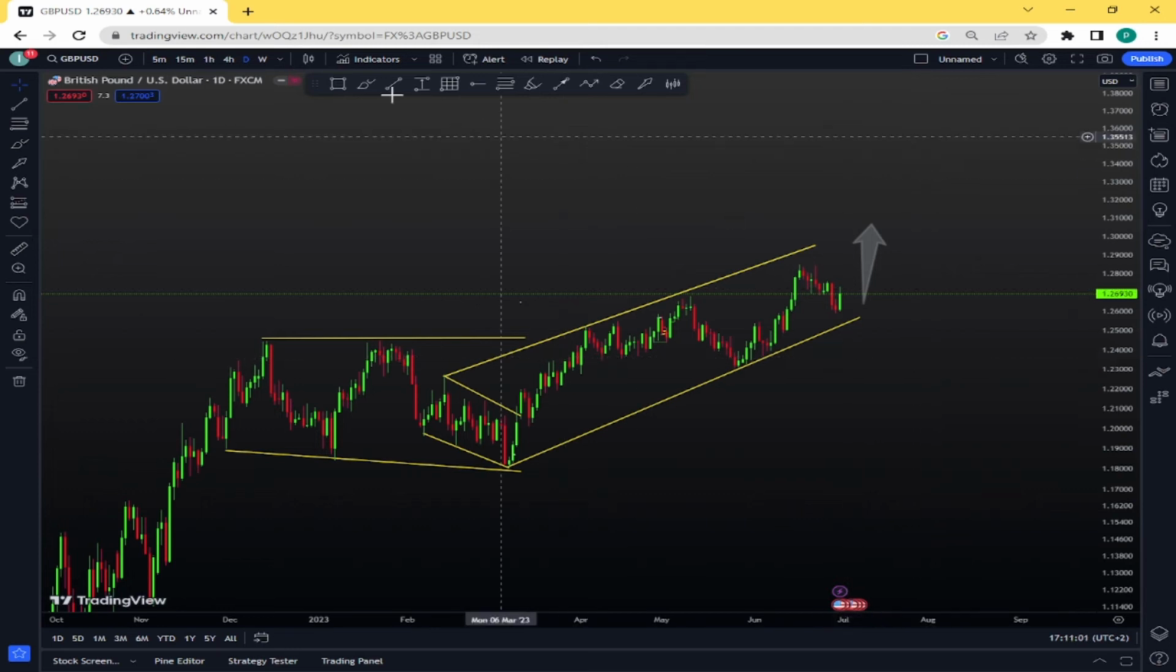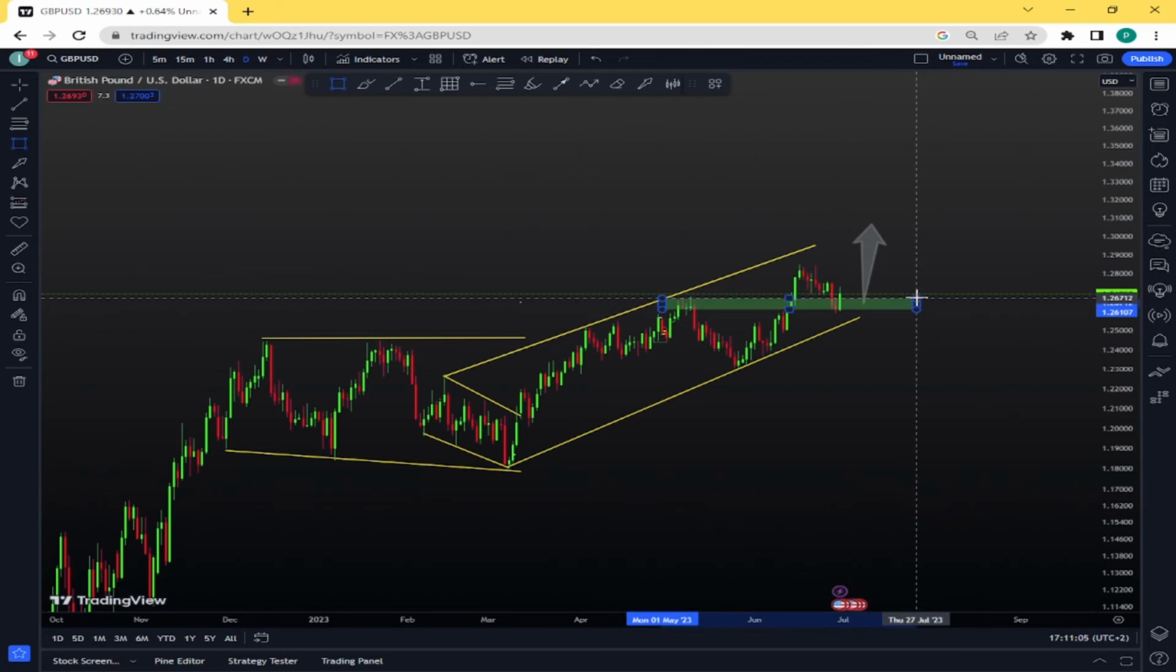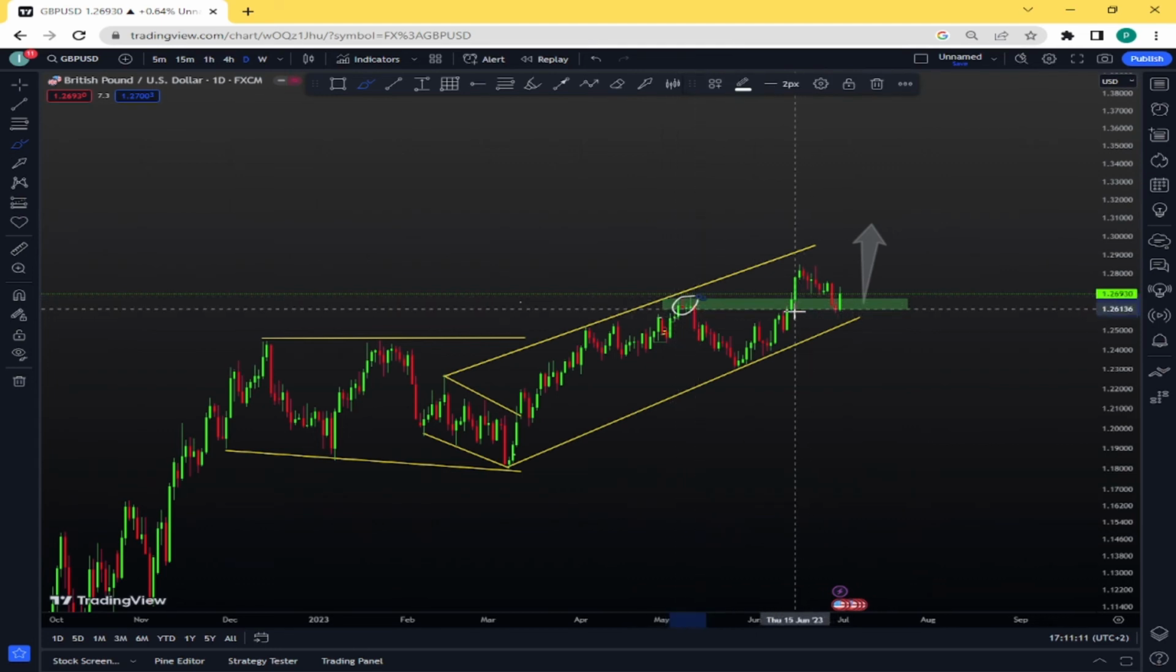You understand? So we also see that there is a level here. In this case, there was a previous supply here that price broke and turned into a new demand. In this case, it's our support.